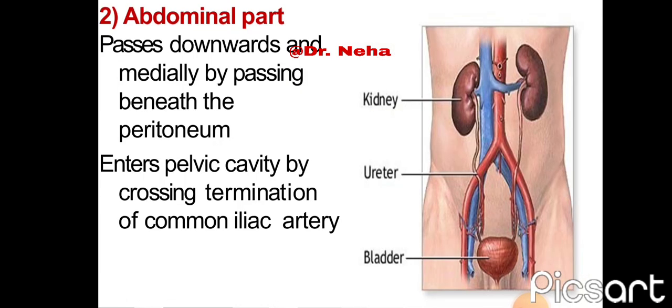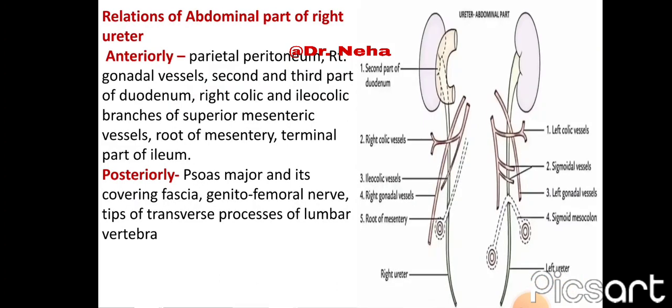Then the abdominal part. It passes downwards and medially beneath the peritoneum and enters the pelvic cavity by crossing the termination of the common iliac artery. Now the relations of the abdominal part of the right ureter. On the anterior side, as we can see in the diagram, it is related to the parietal peritoneum, right gonadal vessels, second and third parts of the duodenum, right colic and ileocolic branches of the superior mesenteric vessels, root of the mesentery, and terminal part of the ileum.